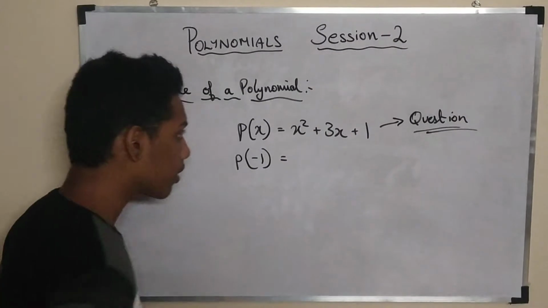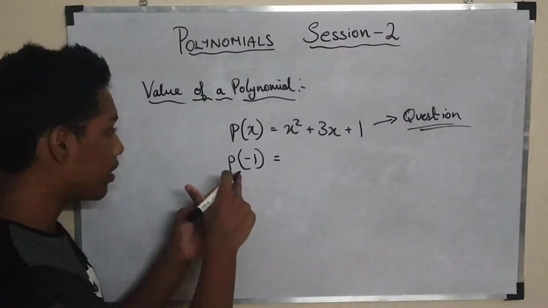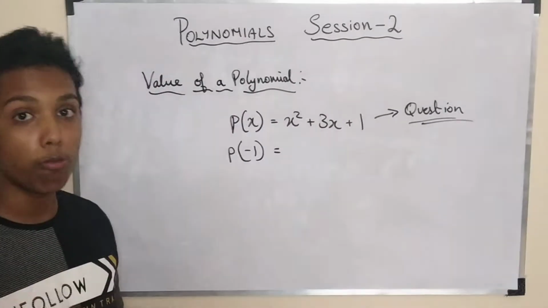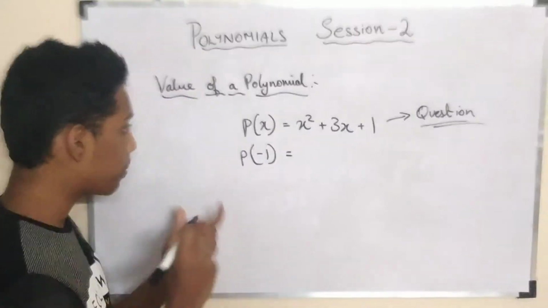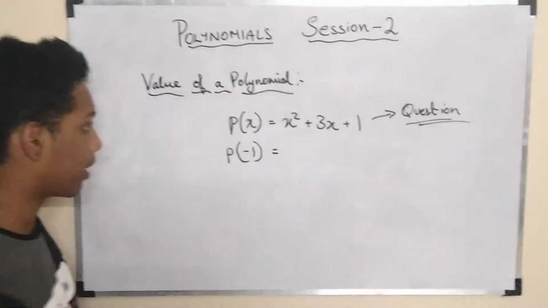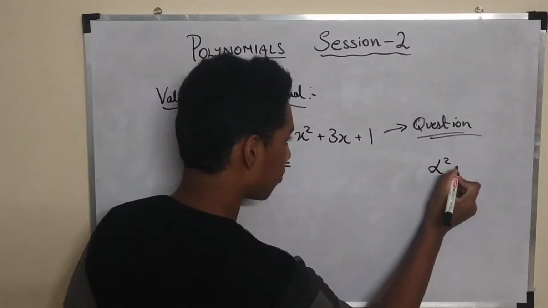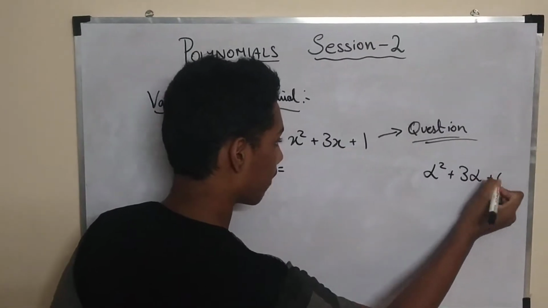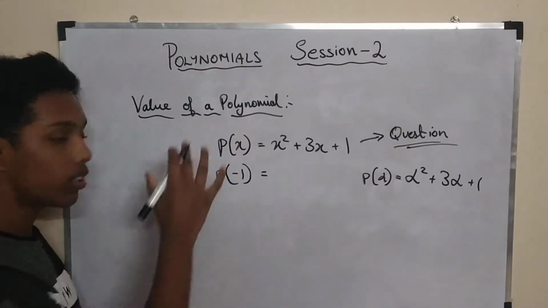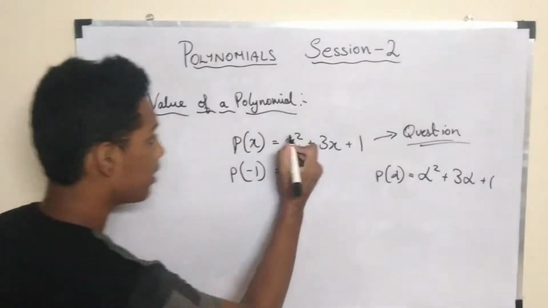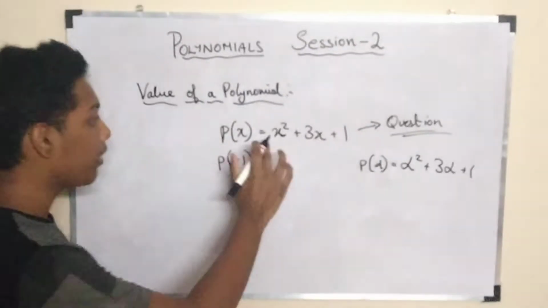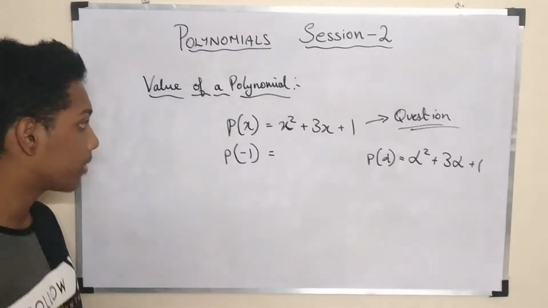So you should just do a simple process. Let's take for example p of x equal to x square plus 3x plus 1, then what would be p of alpha? If there is p of alpha, just replace the x with alpha. So it would be alpha square plus 3 alpha plus 1, right? For p of alpha, just replace x with alpha in this given polynomial, right? You should replace only the x's in the given polynomial.